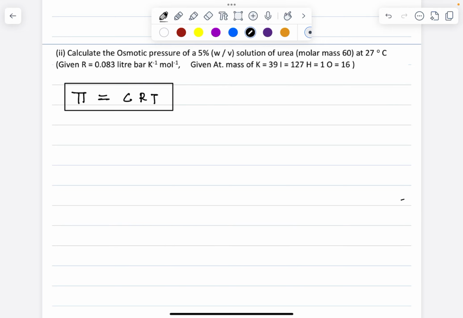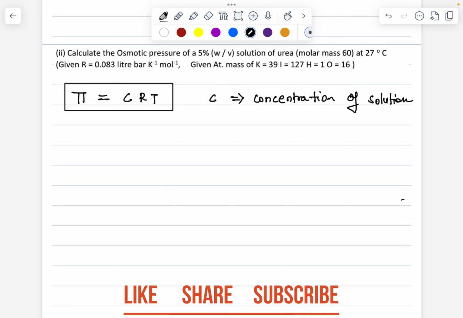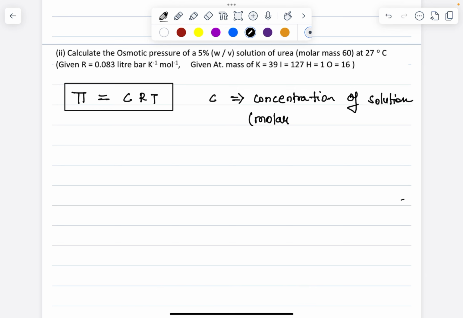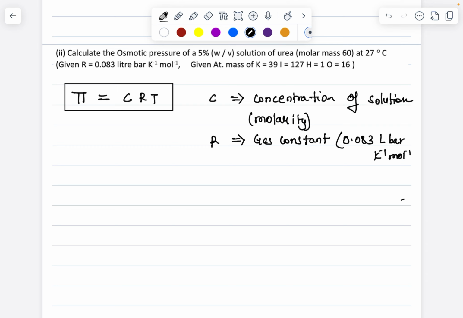Over here, what is C? C is telling you about the concentration of the solution. In short, it is molarity. R is the gas constant, which has different values. Like if the pressure is given in bar, then we'll take the value to be 0.083 liter bar per Kelvin per mole. Units are very important. Okay, over here the value is anyway given.